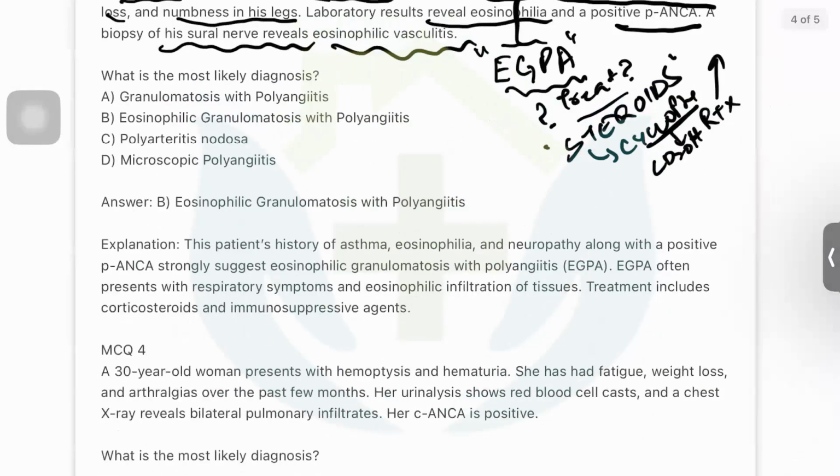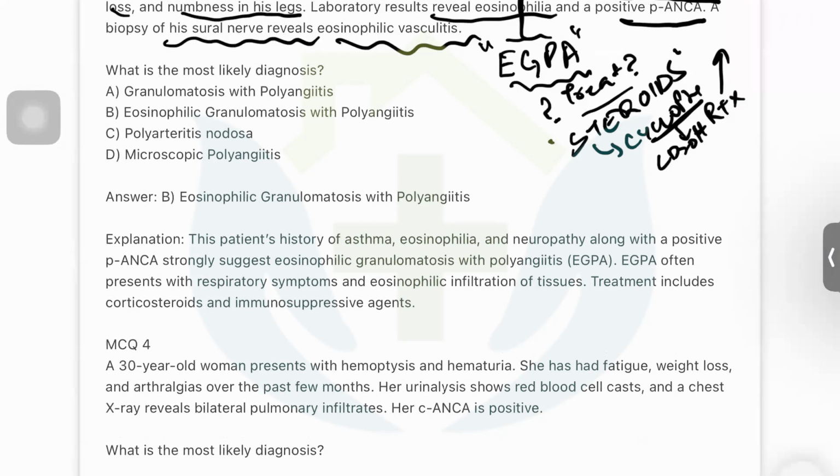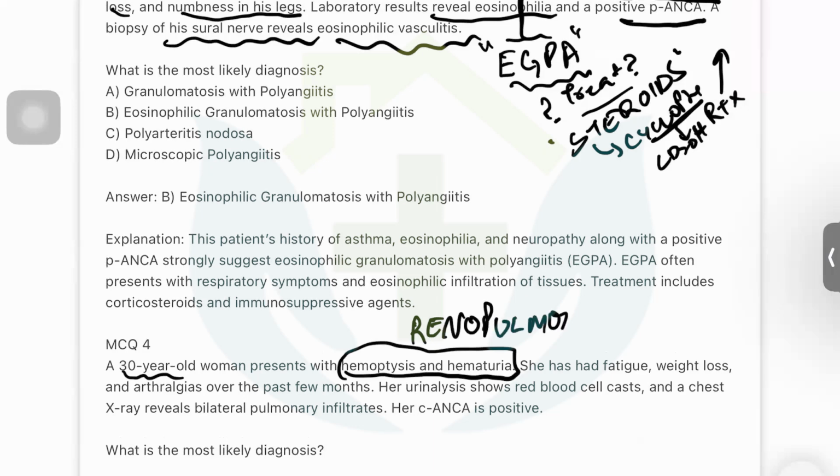Next question. A 30-year-old woman presents with hemoptysis and hematuria. So what is this known as? Pulmonary renal syndrome. Renopulmonary.